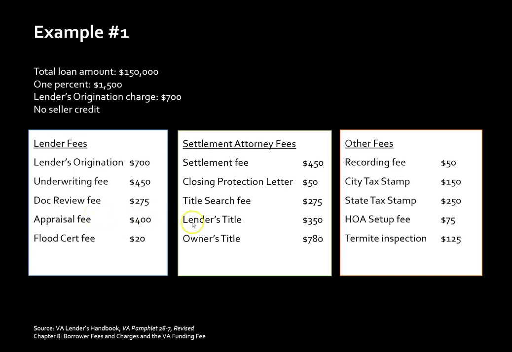So you could apply that to the closing protection letter, which is then going to give you $25 left, which you could add to basically the seller's credit. But what that means is that you need to make sure all the allowable and unallowable fees are correct when you're charging them on the loan estimate.